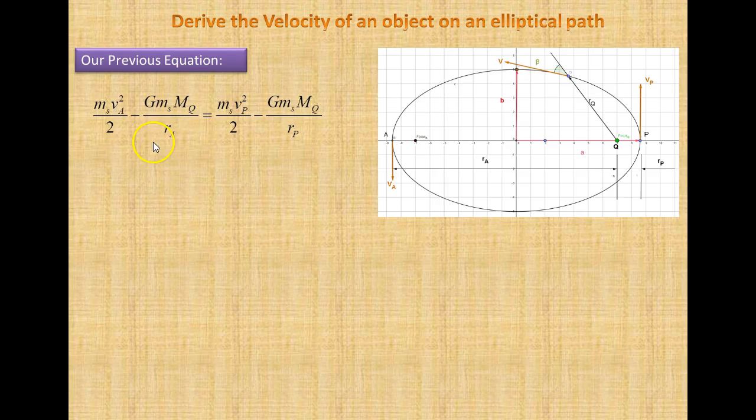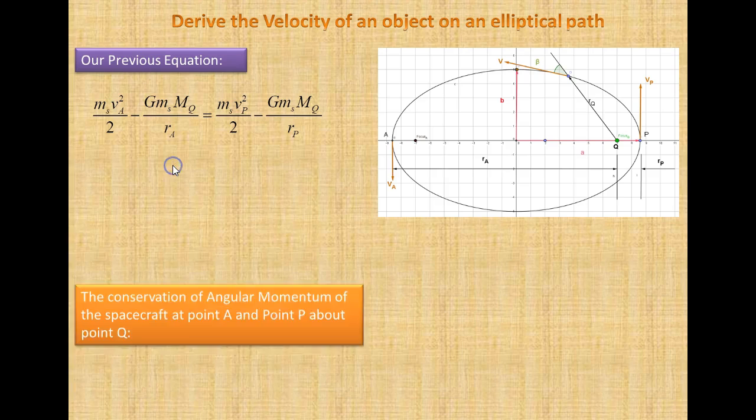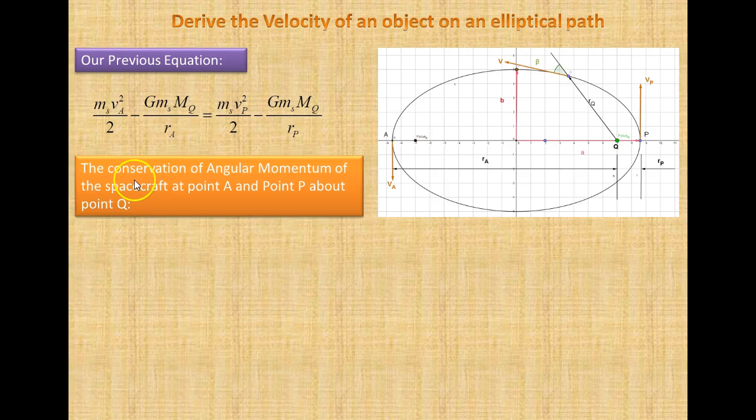Here's our previous equation, which we derived for the mechanical energy from point A to point P. Now we need to use the conservation of angular momentum of the spacecraft at point A and at point P, about point Q. So we want to have angular momentum about point Q for A and P. And what is angular momentum?